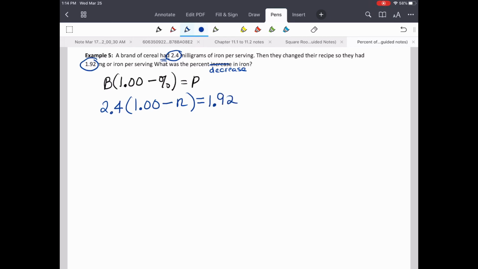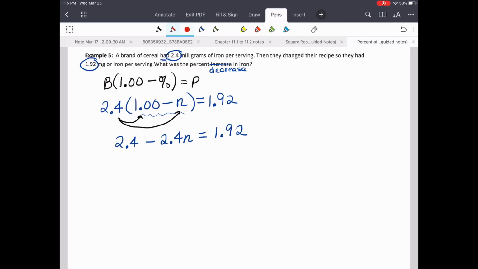When you look at the parentheses here, there's nothing that can be worked out within the parentheses, so we have to use the distributive property. Distributive property comes in handy, especially when you cannot put like terms together within the parentheses. So 2.4 times 1 is 2.4. 2.4 times negative n is minus 2.4n. And that will equal 1.92.